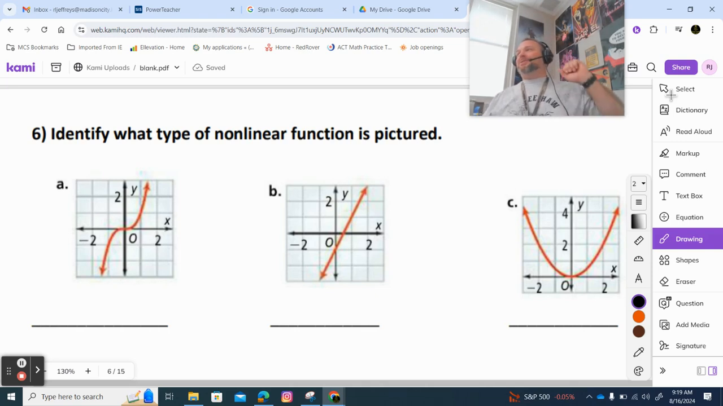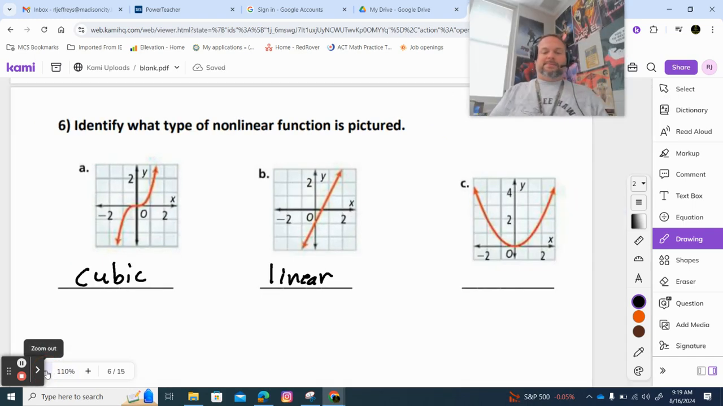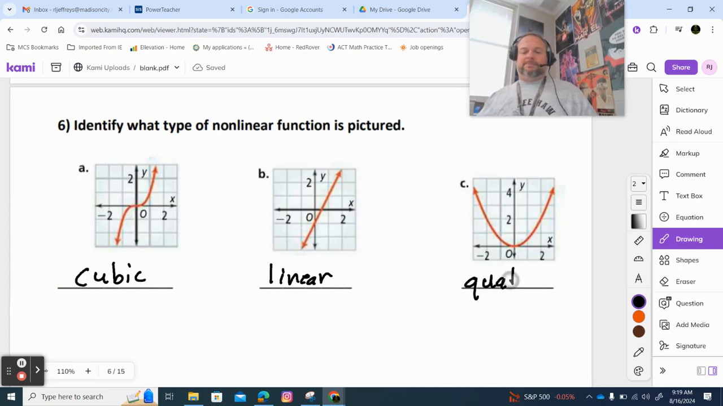All right. On 6, what is A? What type of function is that? Cubic. What about B? Linear. And C? Quadratic. Okay. Any questions on 6? Yes.